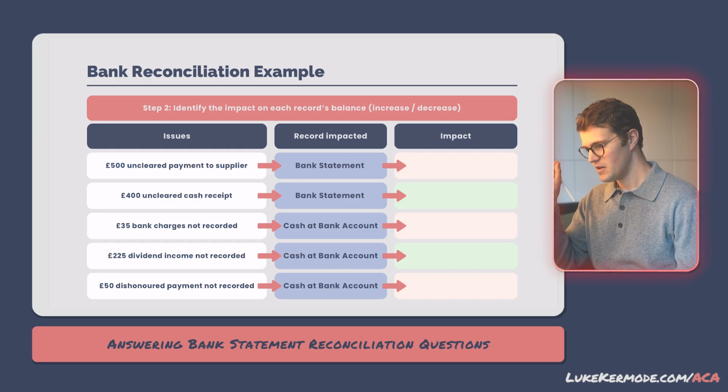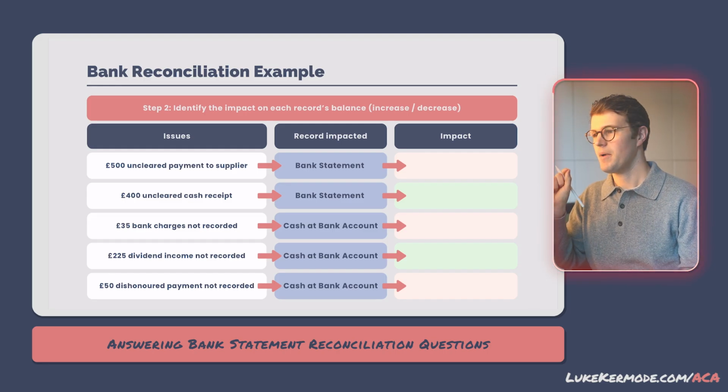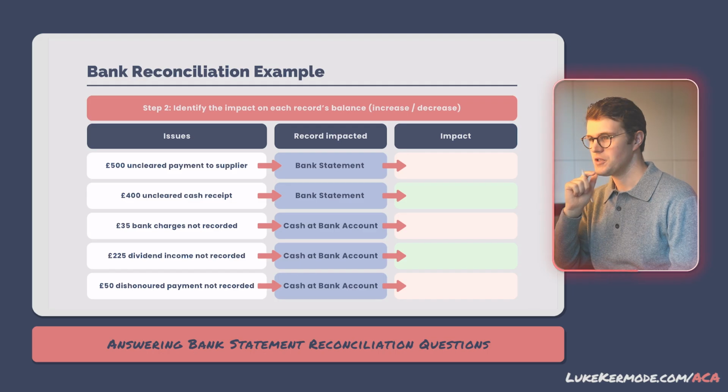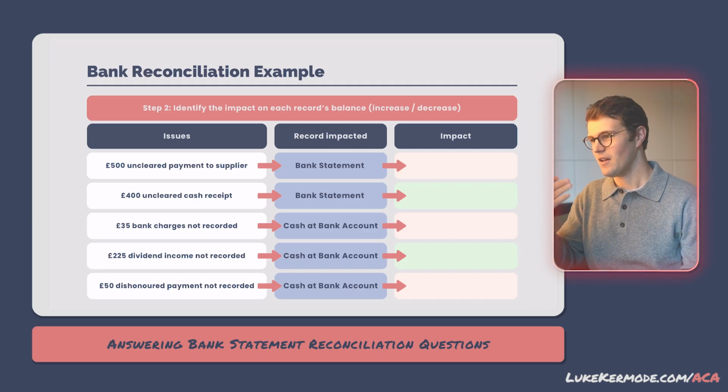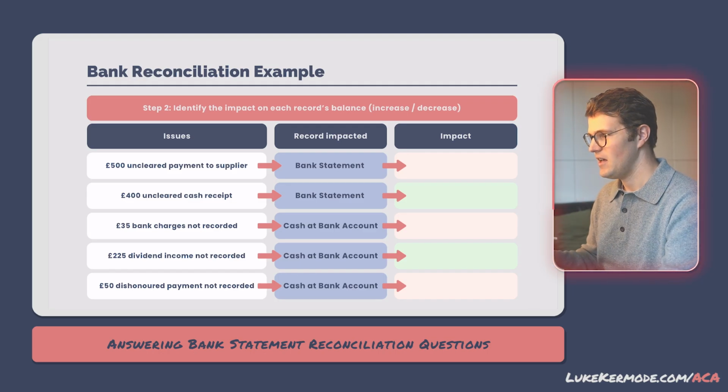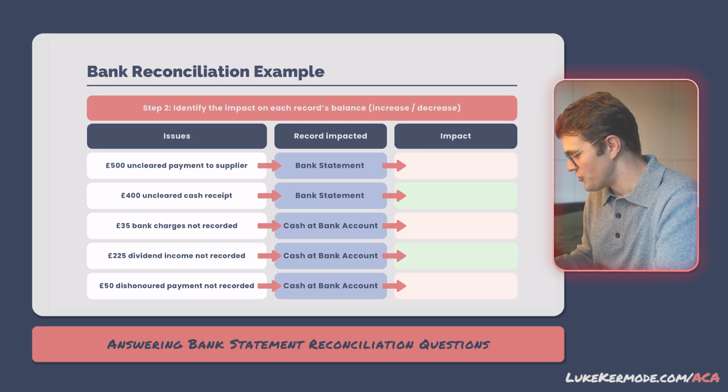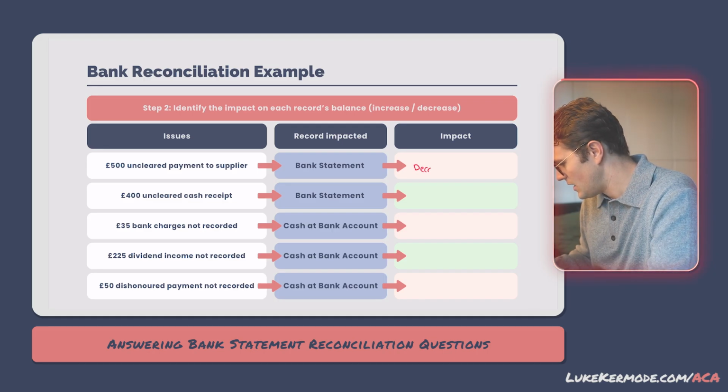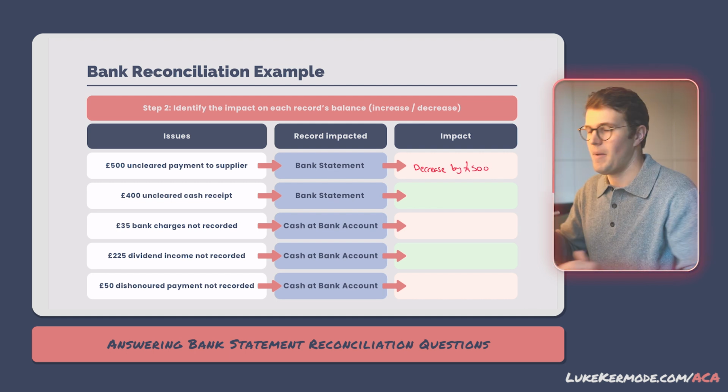So first, the £500 uncleared supplier payment has already been recorded in the books but hasn't been cleared through the bank. So once it's been cleared, it's going to cause a £500 decrease in the bank statement balance.